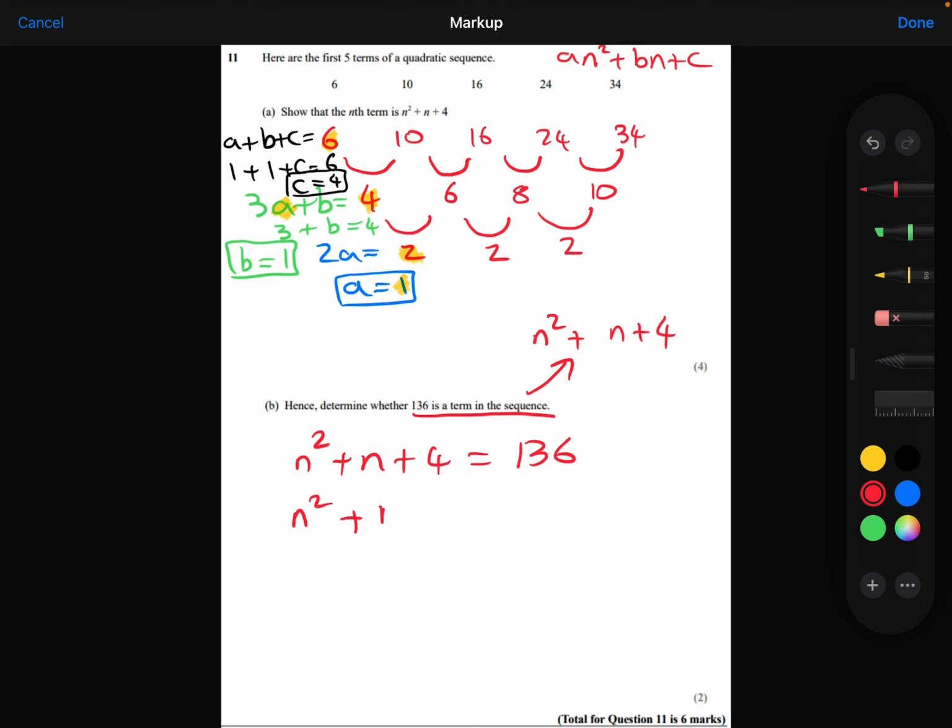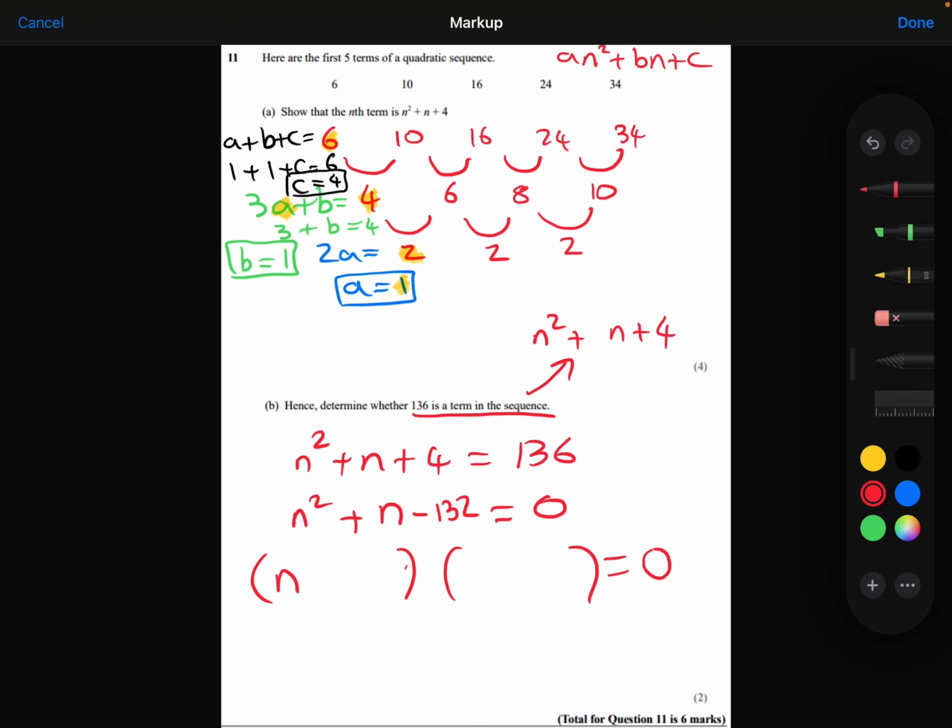I'm going to do so by subtracting 136 from both sides to make this equal to 0. So 4 take away 136 is minus 132. Now we'll factorise if we can. If we can't, we can always use the quadratic formula.